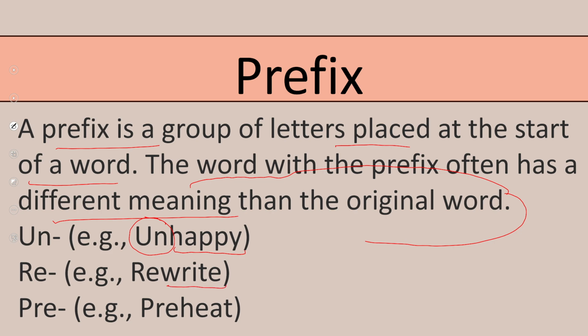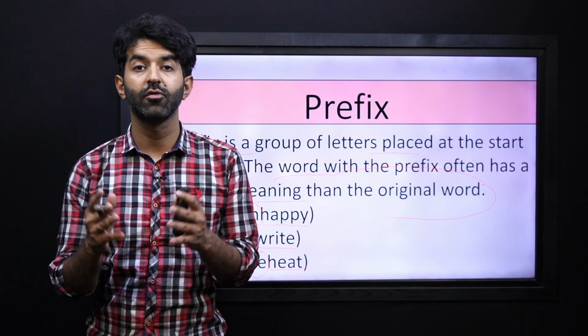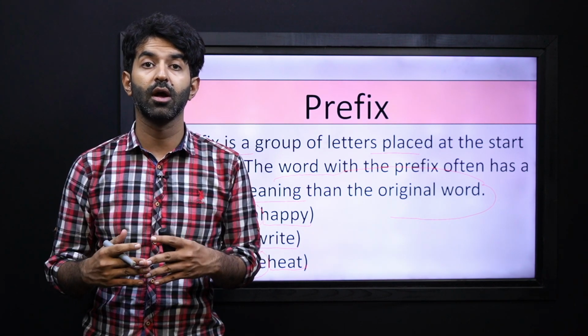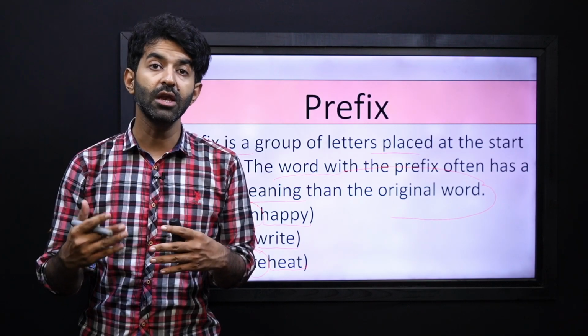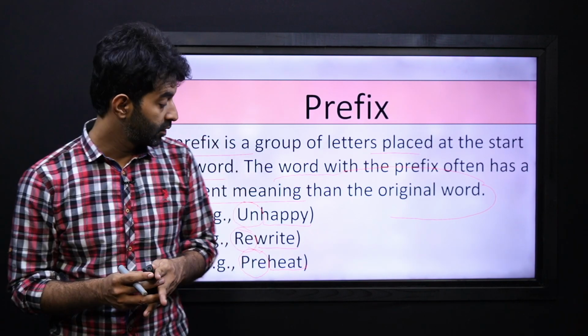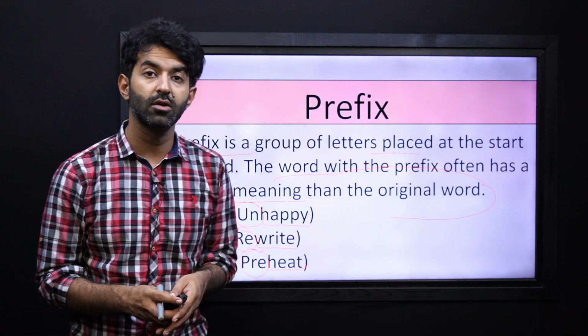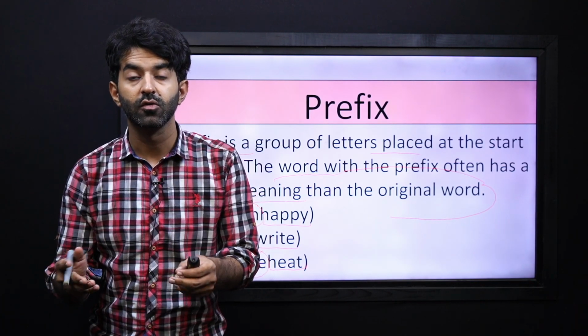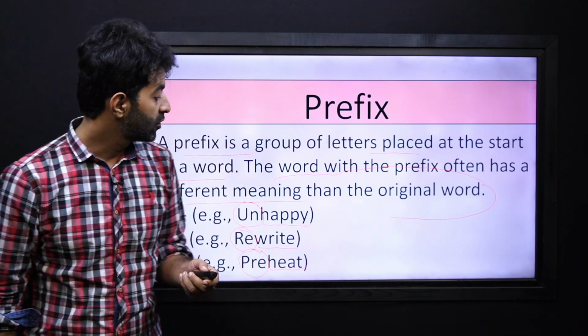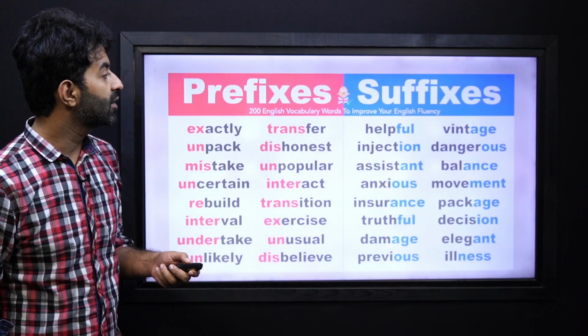Write, rewrite. Re is your prefix. Heat is our main word, so this group of letters, pre, is our prefix. You can see that the word was happy, but if you add some group of letters before it, it becomes unhappy. So the meaning also changes. If you add re before write, it means rewrite, write again. So these are your prefixes added at the start.